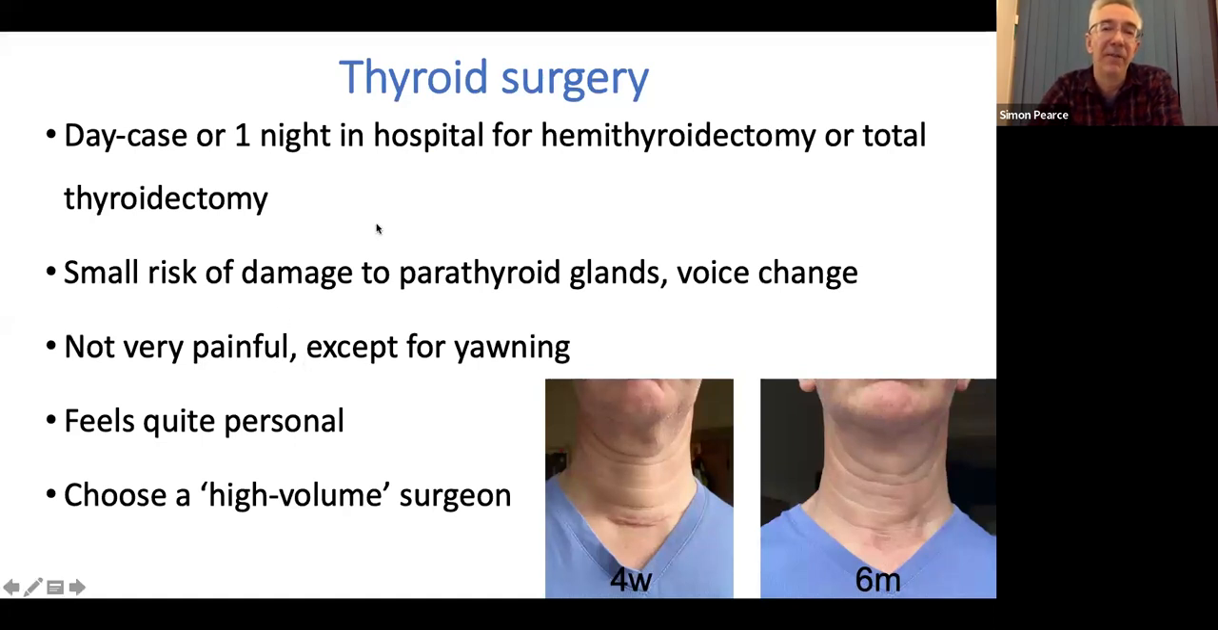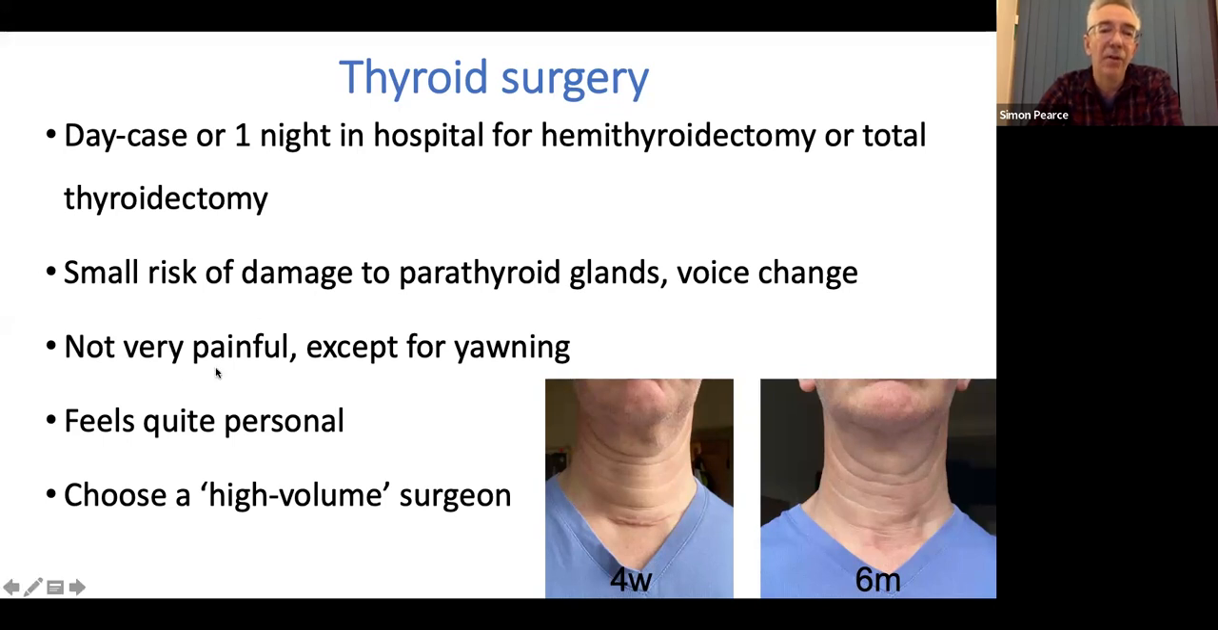I had the misfortune to have thyroid surgery about 2 years ago now. So if it's a hemithyroidectomy, you might get done as a day case, but depending on how old you are and what the hospital is like and how competent your surgeon is and how the operation goes, you might need 1 night in hospital after that. For a total thyroidectomy, it's almost always 1 night in hospital. Afterwards, the parathyroid glands and the nerves to your voice box go behind the thyroid, and so there's a small risk of damage to those, which is around about 2%, 1 in 50. So it's not very common.